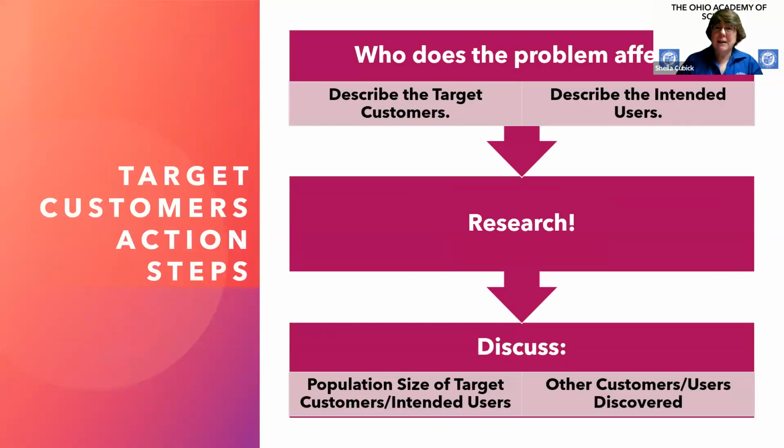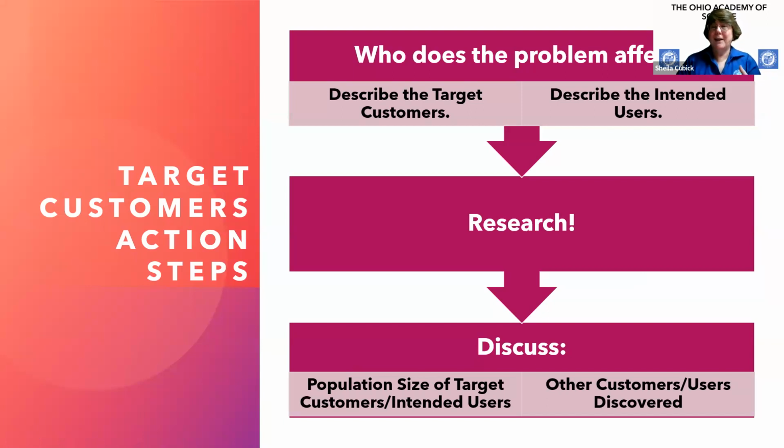Action steps for target customers. Again, who does the problem affect? That's the first thing that we ask them to look at. So really focusing on and describing who that group is, and describing who the intended users are at that same level of detail. Some of the research that they're asked to do in the next action step is to figure out who that is.